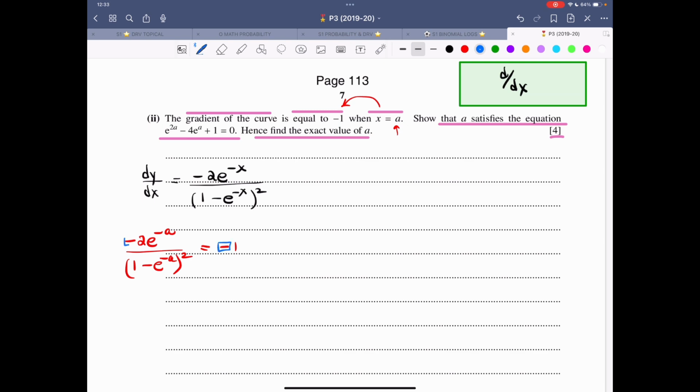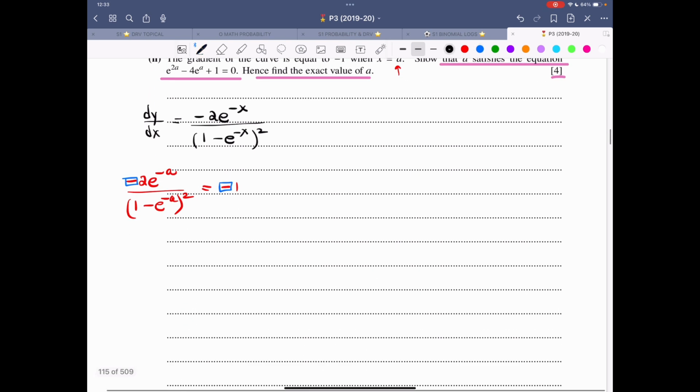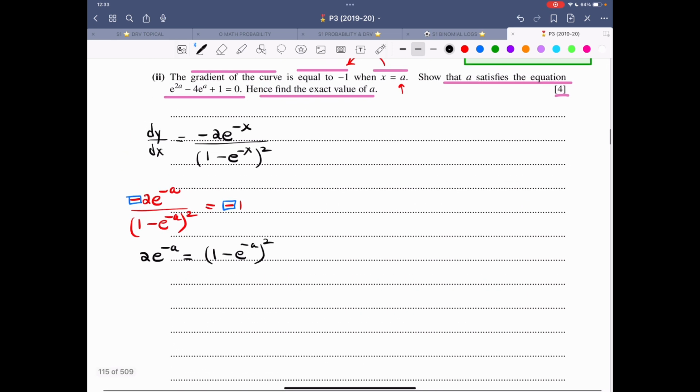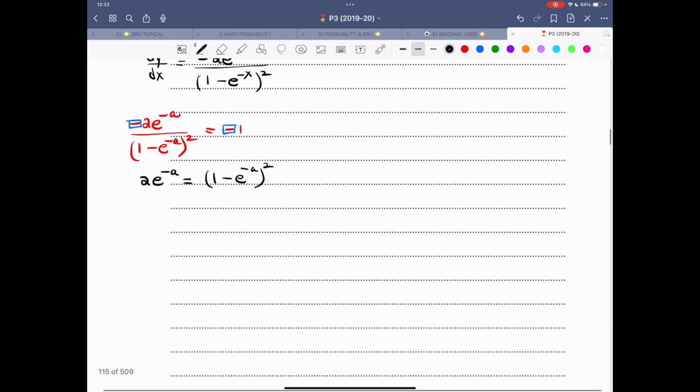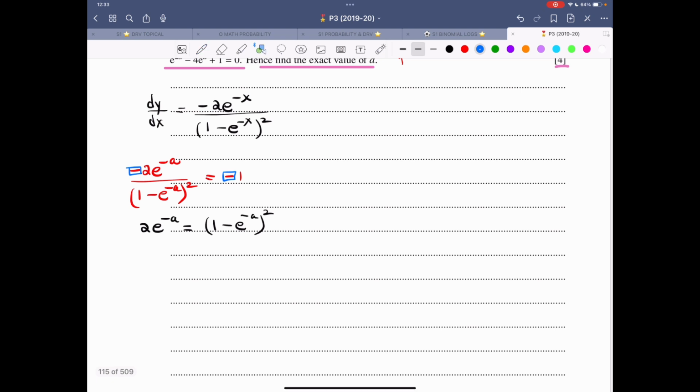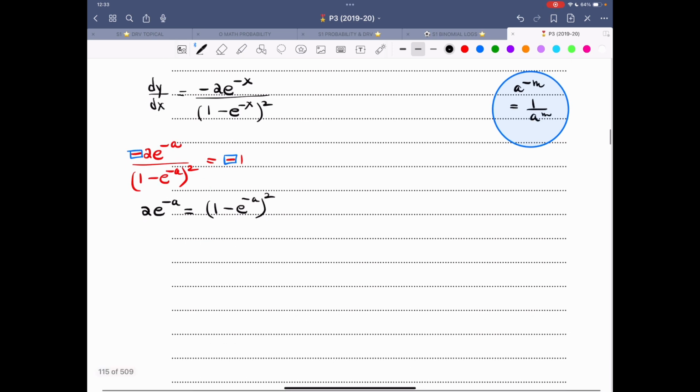First of all, get rid of the negative sign. That is the very first thing that needs to be done. Second thing, 2e to the negative a equals 1 minus e raised to power of negative a, the whole thing square. Since they ask for the answer with a positive index, let me convert it using indices. When I use indices, I can write a raised to power of negative m as 1 over a raised to power of m. So this is 2 over e raised to power of a equals 1 minus 1 over e raised to power of a, the whole thing square.